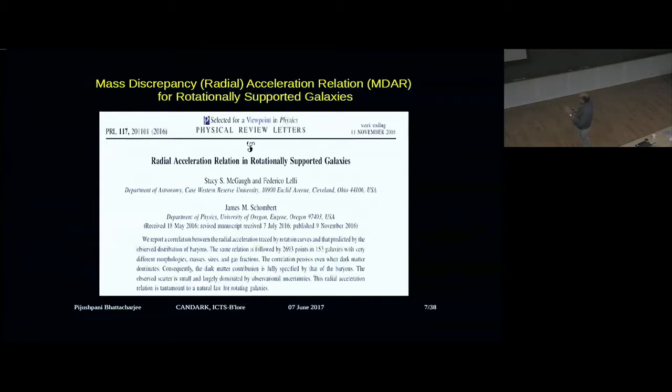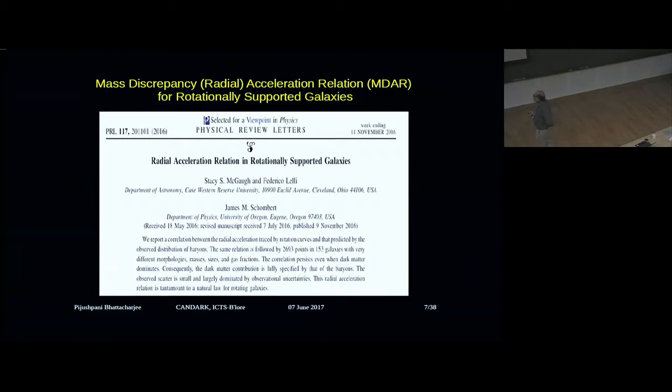Now I come to today's talk. Last year, there was this paper that came out in PRL, called radial acceleration relation in rotationally supported galaxies, by McGaugh and collaborators. I just copied the abstract. We report a correlation between the radial acceleration traced by rotation curves and that predicted by the observed distribution of baryons.